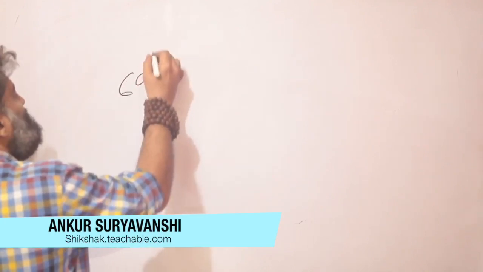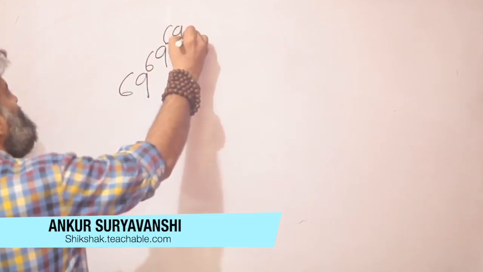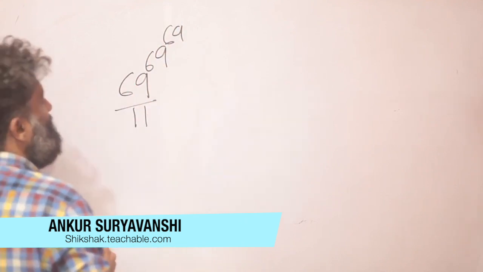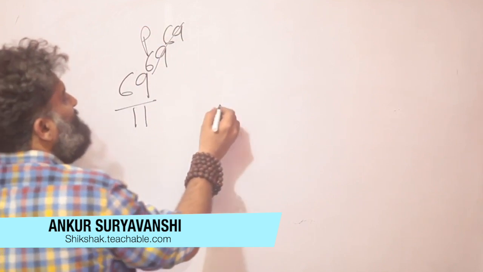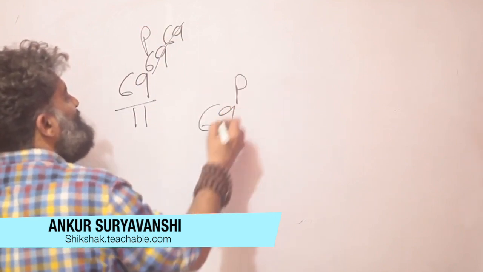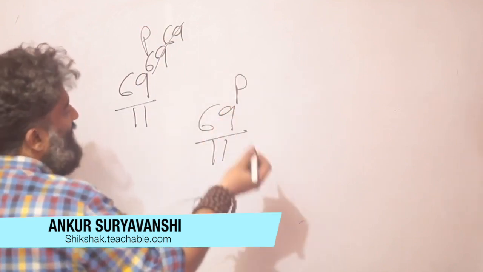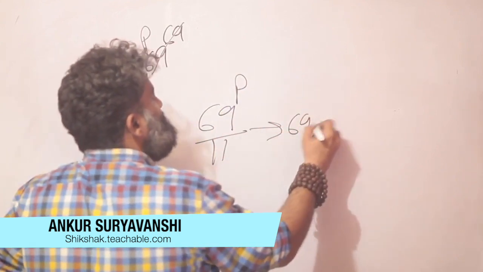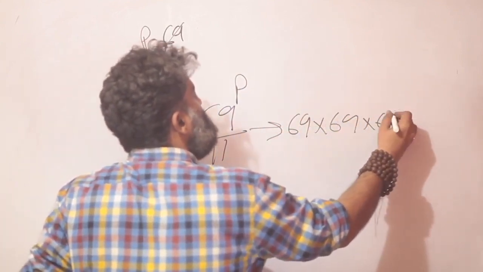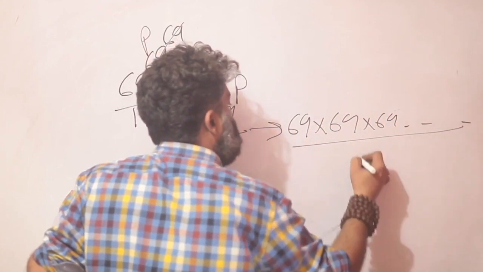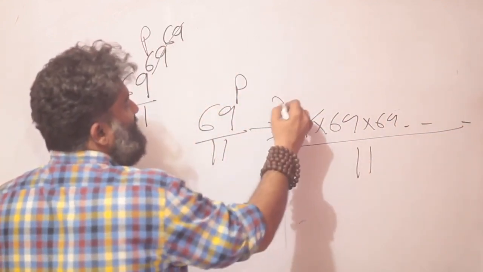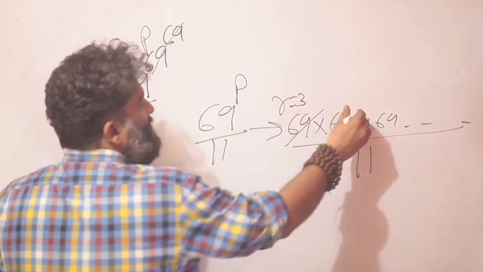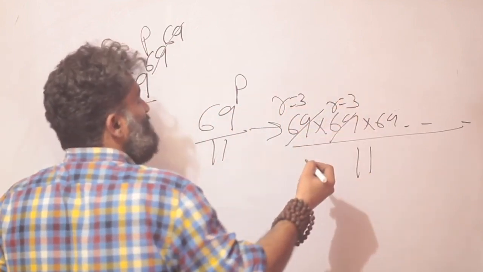So our next question is 69 raised to 69 raised to 69 divided by 11. No problem, just think of this as a p. That means my question is 69 raised to p divided by 11. I know the process by now. 69 into 69 into 69, a lot of them, divided by 11. 11 6s are 66, remainder 3, no problem. This also will give me a remainder of 3.